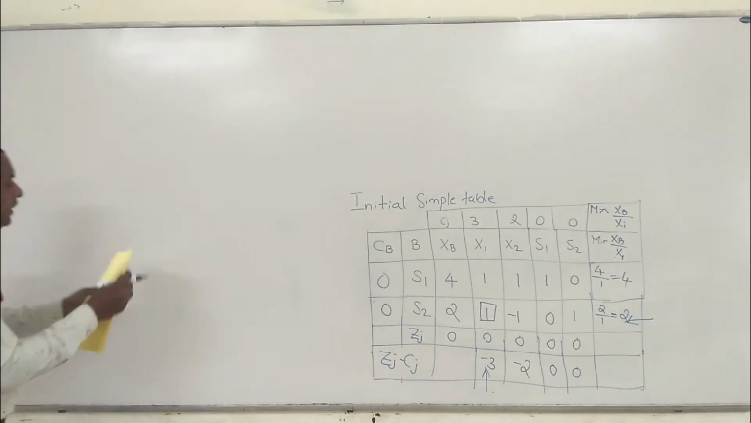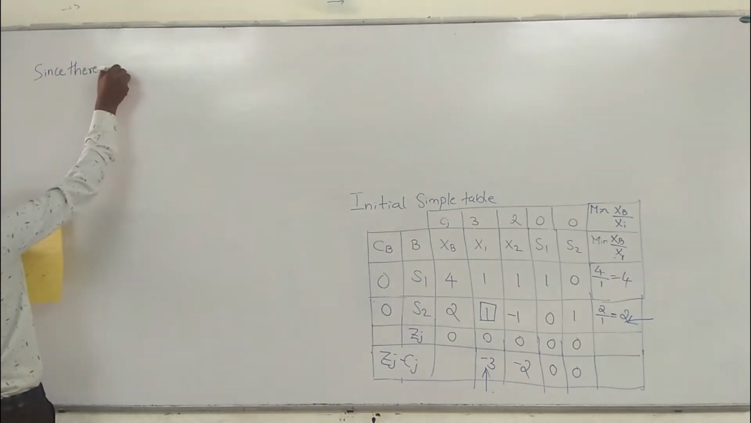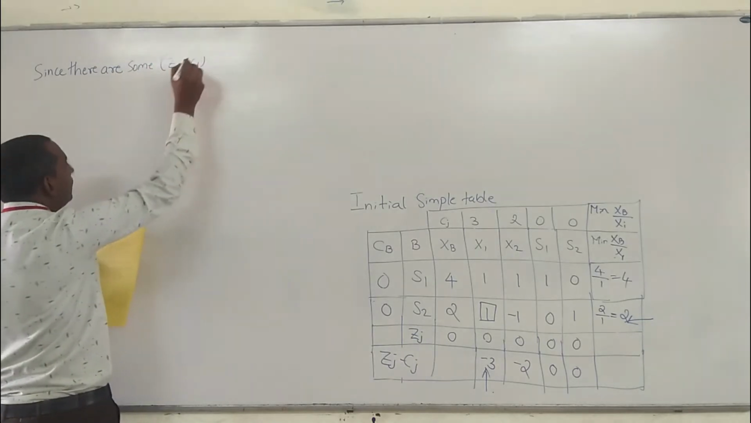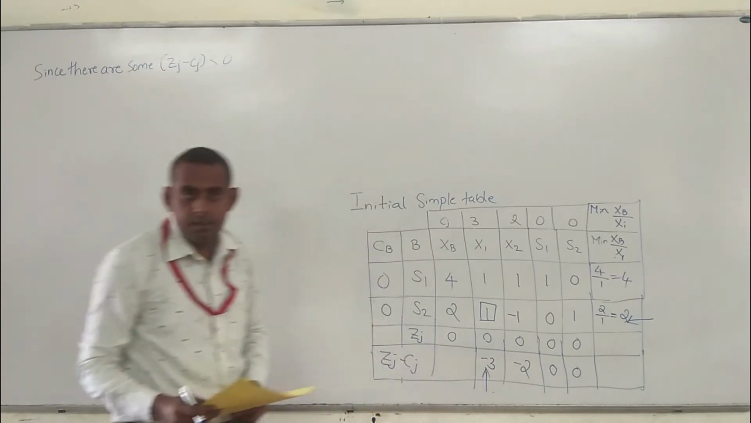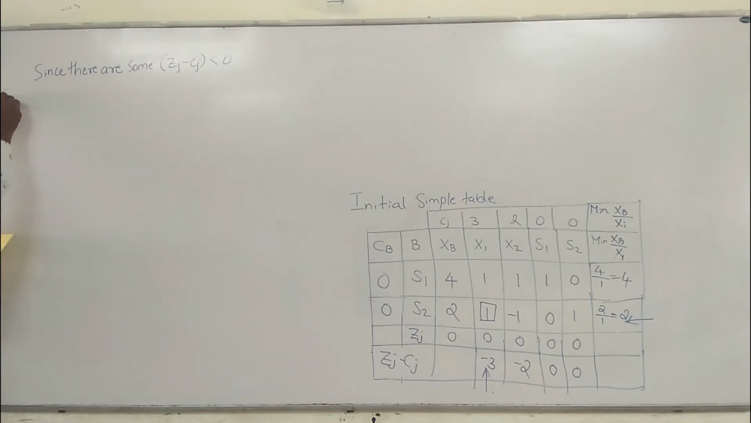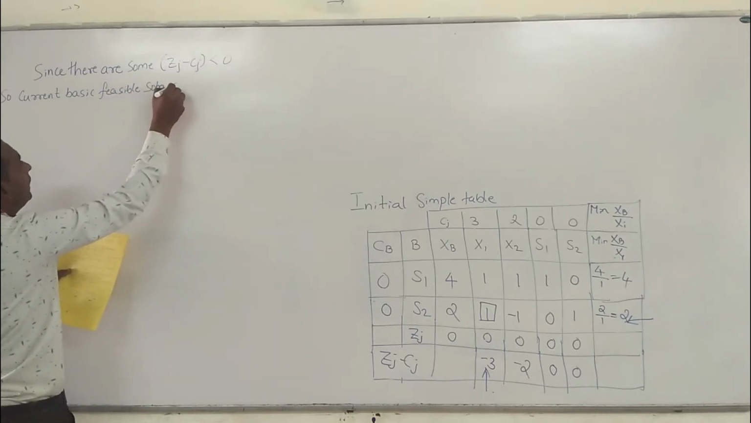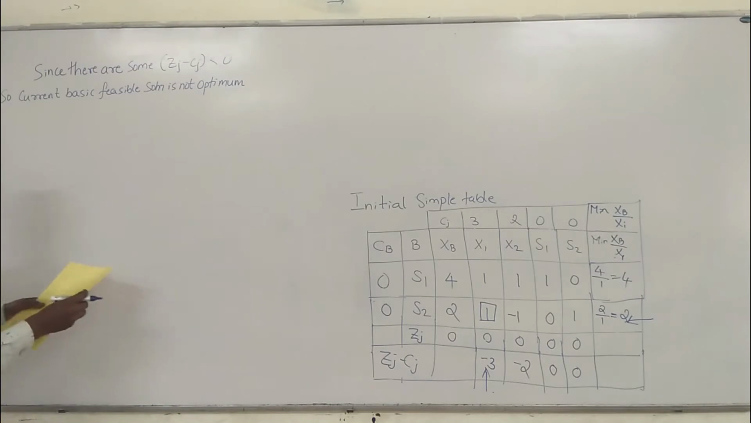So since there are some Zj minus Cj which are less than 0, the current basic feasible solution is not optimum. Fine.